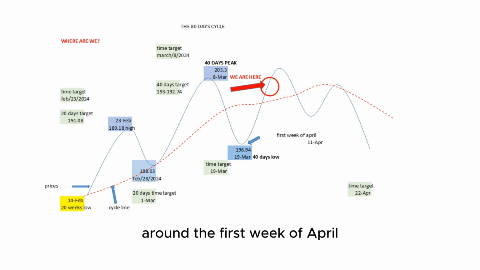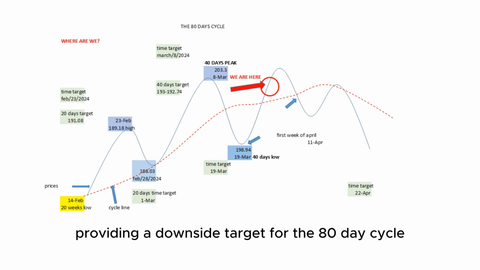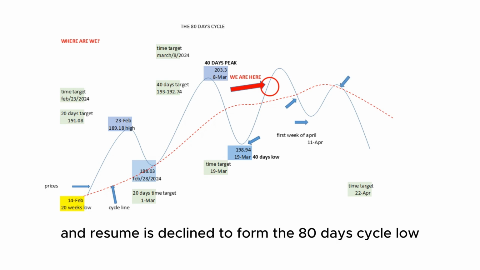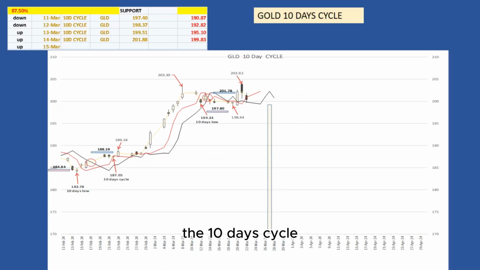Around the first week of April, the market will cross again below his cycle line, providing a downside target for the 80-day cycle, with a first low on April 11th. Then rally using his cycle line as resistance, and resume his decline to form the 80-day cycle low on April 22nd. The 10 days cycle.